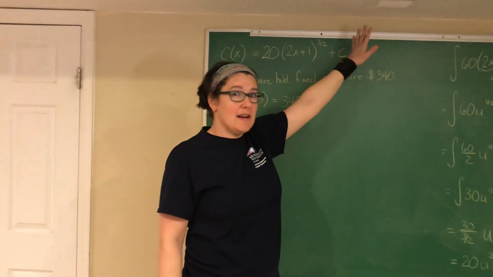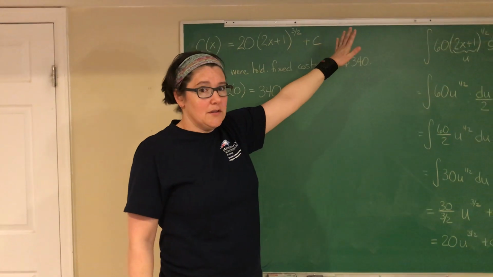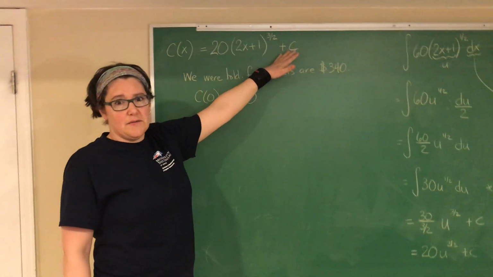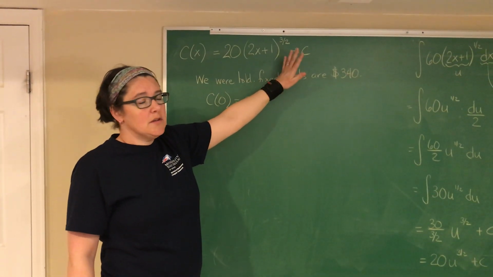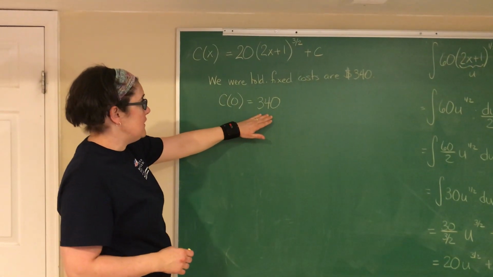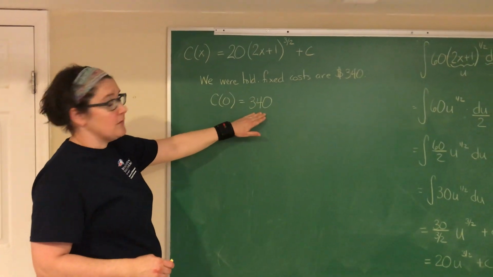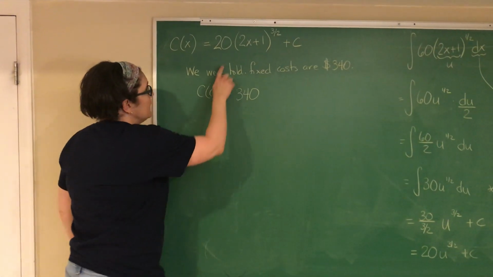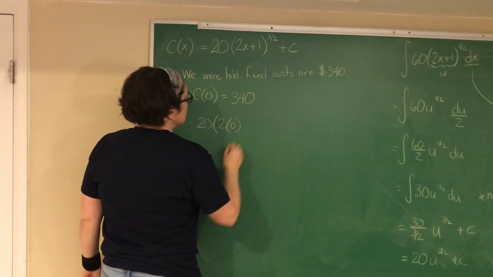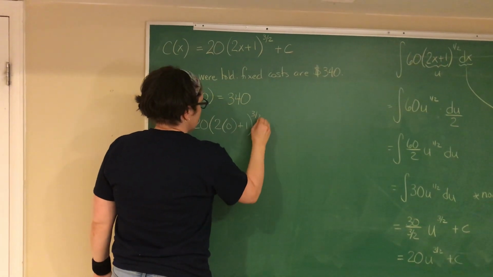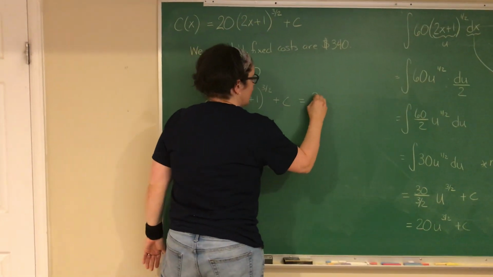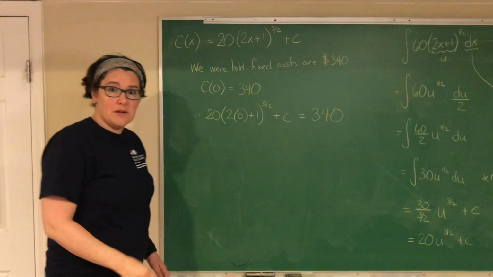Now, every example up until now, you've said, oh, well, the fixed cost is whatever that number is at the end. And I warned you, I said, be careful, because when our functions get fancier, this method of just tacking on the fixed cost at the end may or may not work. So let's think carefully about this. Our fixed costs are $340, meaning the cost to produce 0 items is $340. If I plug 0 into my function up here, I'd have 20 times 2 times 0 plus 1 raised to the 3/2 plus c. And that whole thing had better be equal to $340.